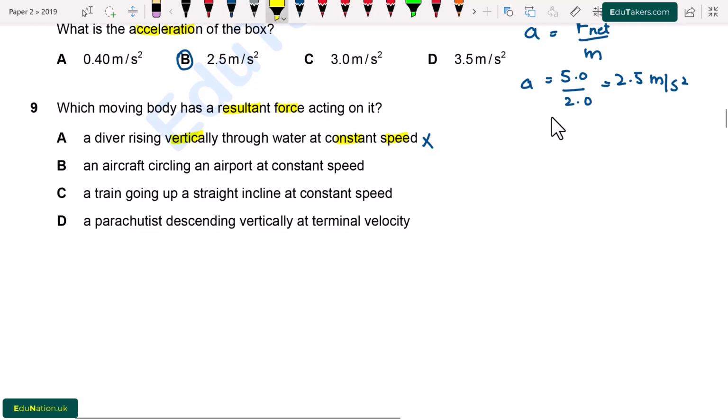B. An aircraft circling an airport at constant speed. When a body moves into the circular path, there is a force that is acting towards the center. So this force is basically central force. In the case of aircraft circling an airport at constant speed, the net force is not equal to 0. So option B is correct.